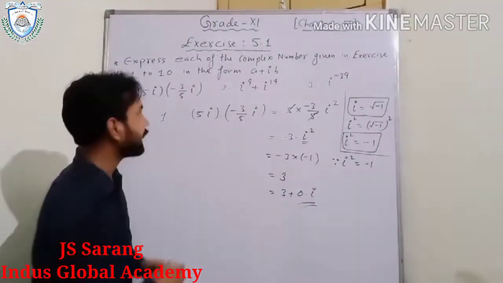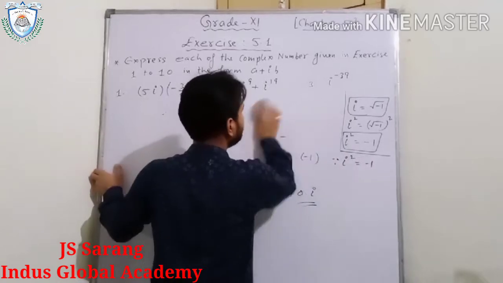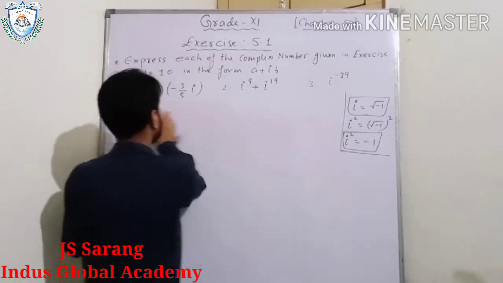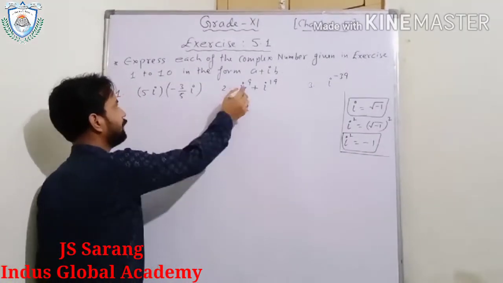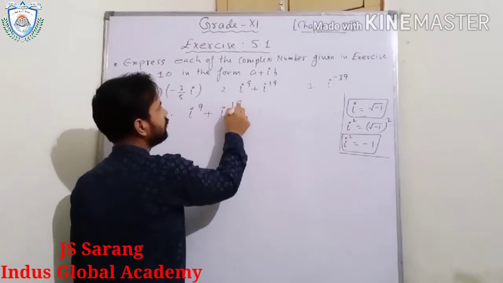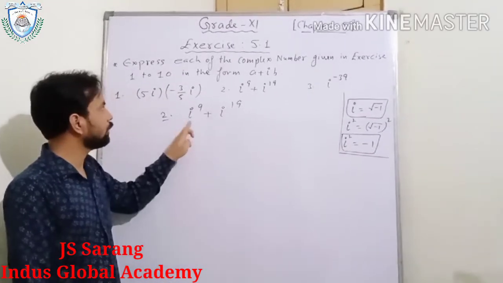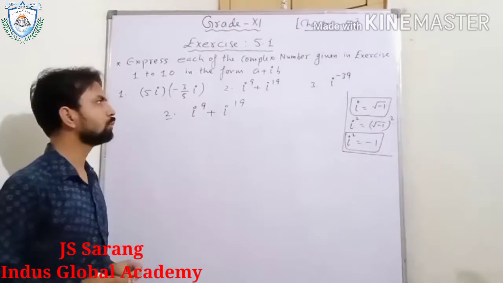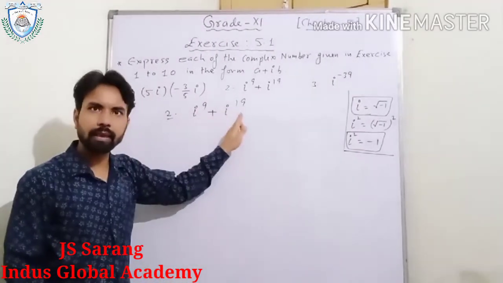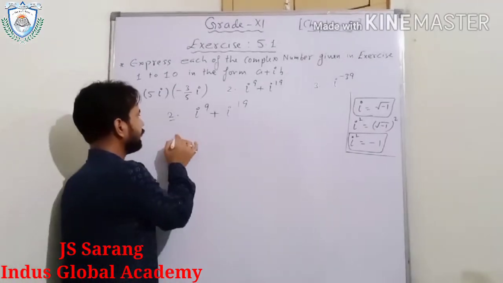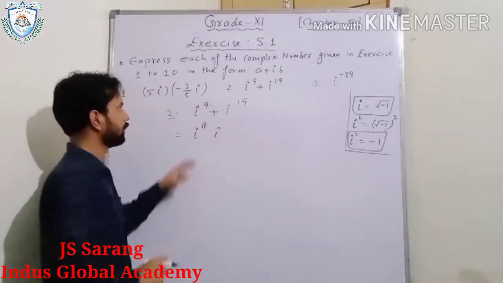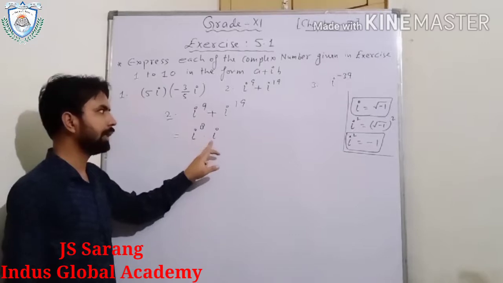Understood? So the second question is i to the power 9 plus i to the power 19, and we have to express it in the form a plus ib. So beta, whenever i to the power something is given, what you have to do here: the powers of i are odd numbers. 9 is odd, 19 is odd. So we will convert them into even powers. How? i to the power 9 can be written as i to the power 8 into i.